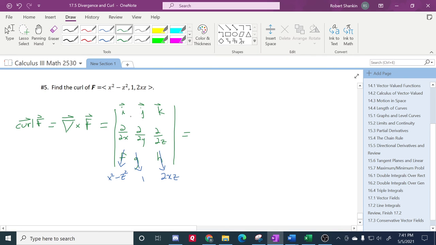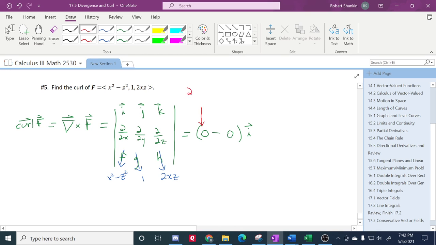And then in front of the i, knock out its row and column, and you get this. The partial with respect to y of 2xz is 0, minus the partial with respect to z of 1, which is 0. Let me put this in, in case you get confused looking at it later. How do you get that 0?